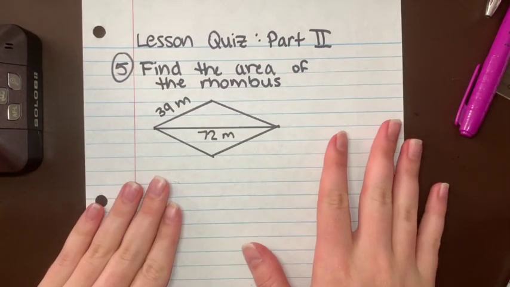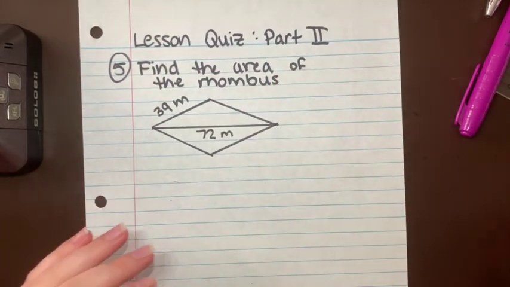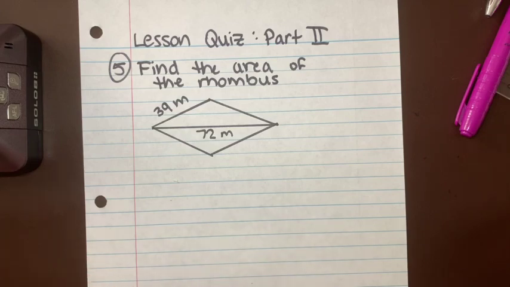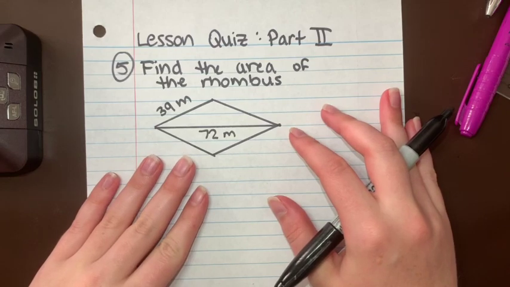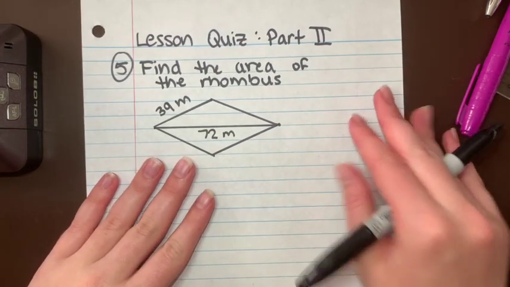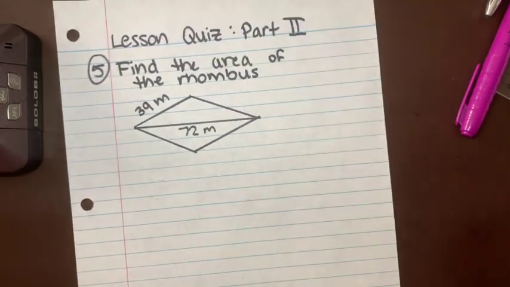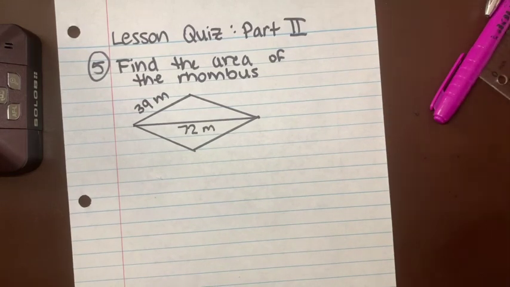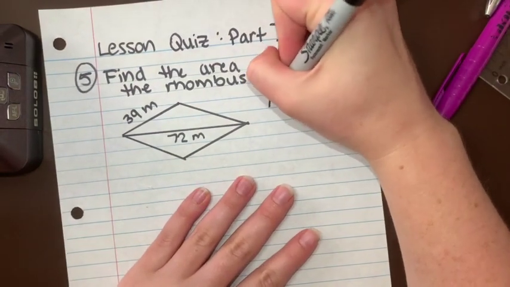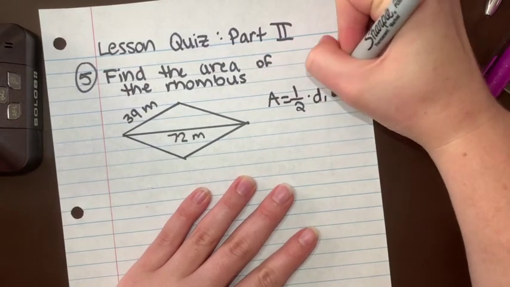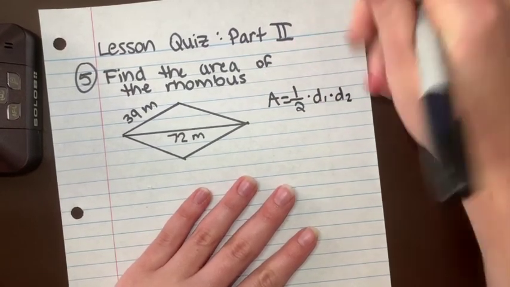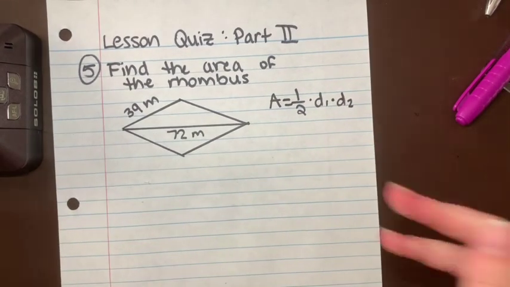Okay, we're on our last question for part 2 of this lesson quiz. This one might be a little bit longer than the others, not necessarily harder, there's just a few extra steps to follow. So what I want to do is find the area of this rhombus. So last time we're going to start out with our area formula for a rhombus, which is 1/2 times d1 times d2, where that stands for our diagonals.